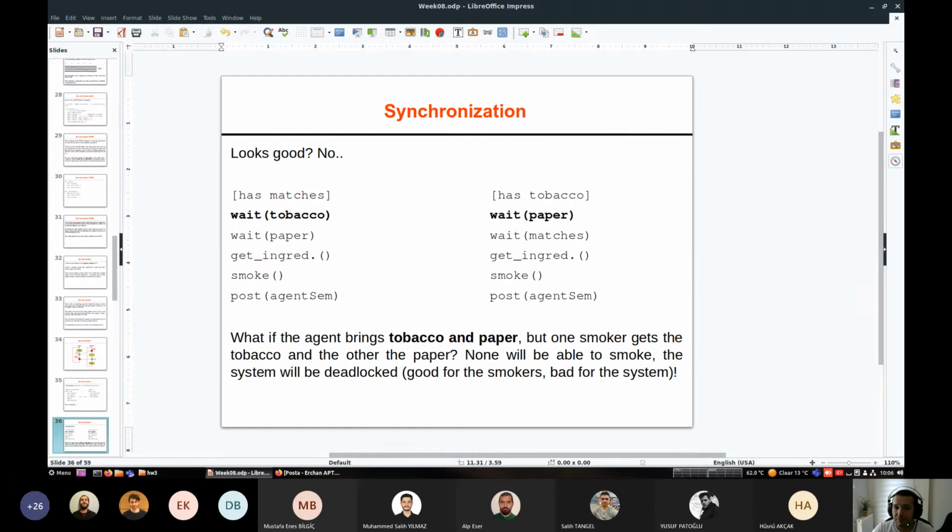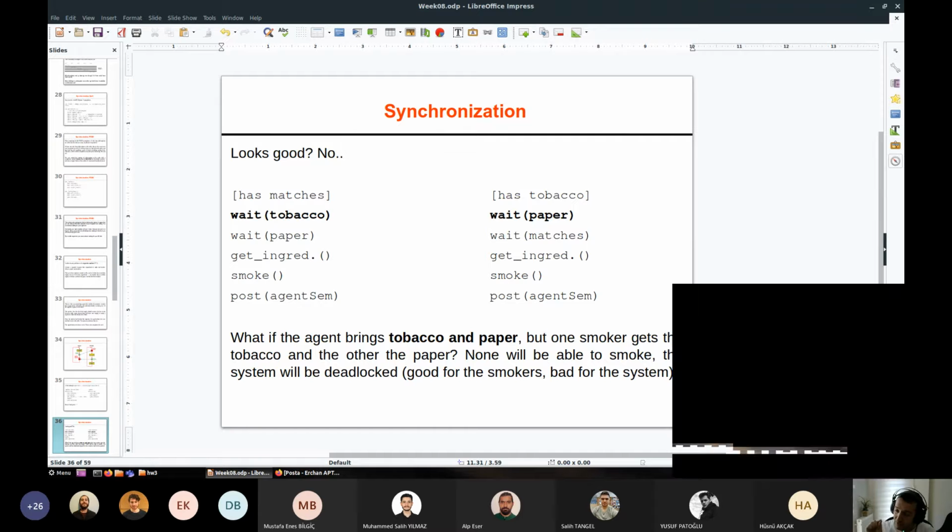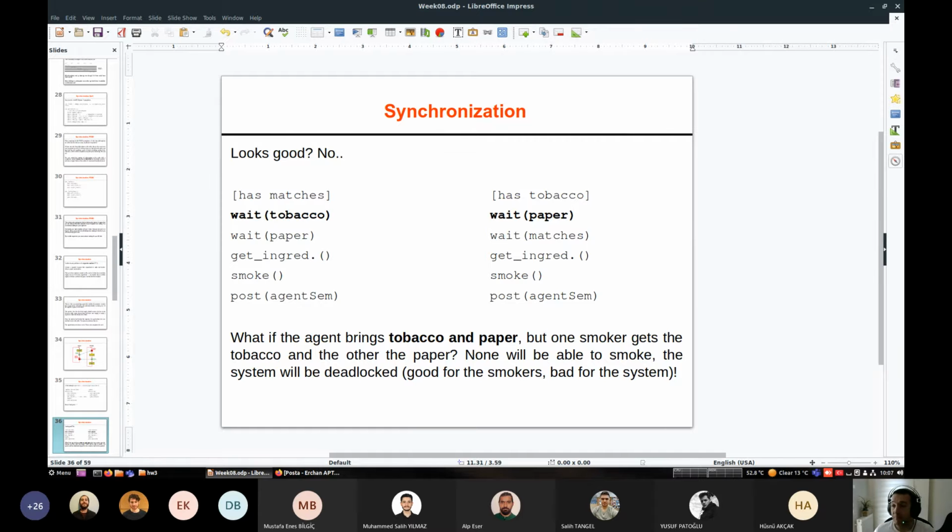As you can see here, of course, nobody will be able to smoke, which is good for the smokers, but it is very bad for the system. So long story short, very similarly to the case of dining philosophers, we have processes that need multiple resources, and they must either get all of them or none of them.